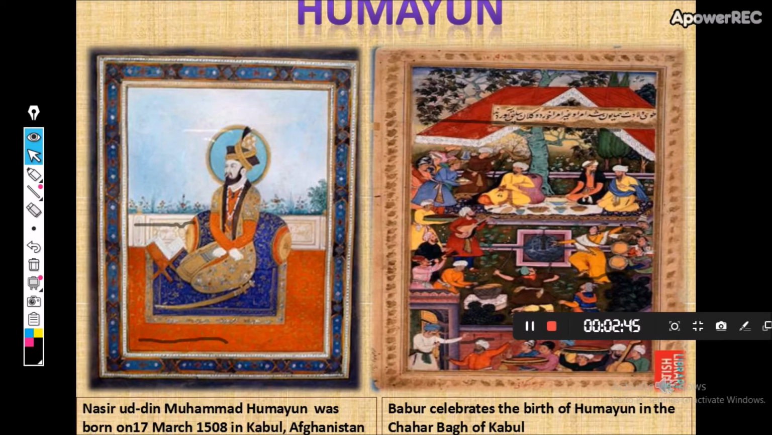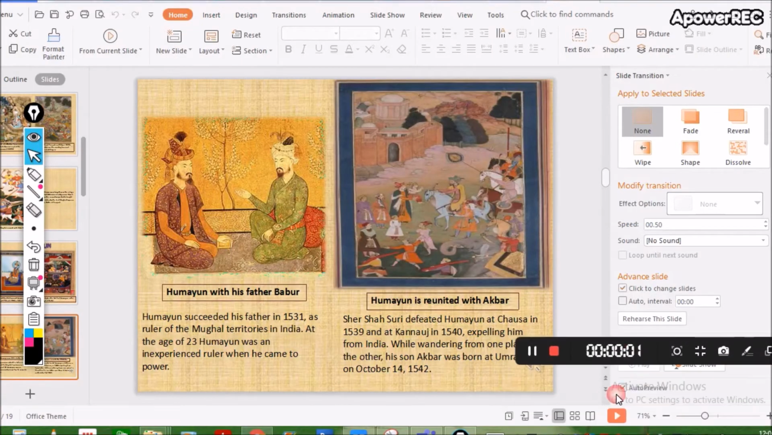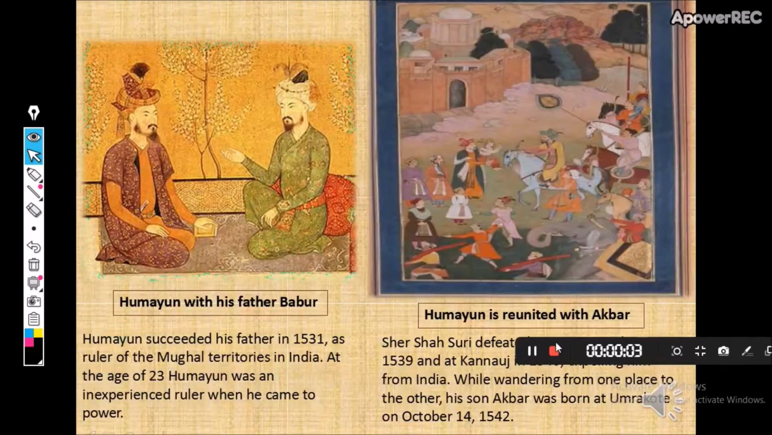So we have the next emperor, Humayun. It is a pictorial representation of the emperor Humayun. Then this is Babur celebrating the birth of Humayun in the Chahar Bagh Mahal, Kabul. Humayun with his father Babur. Humayun succeeded his father in the year 1531.